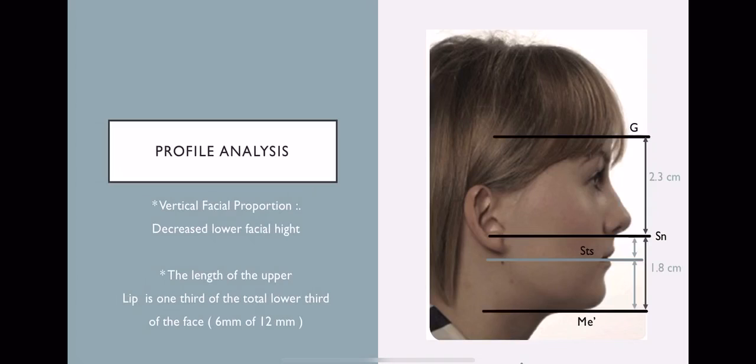The vertical facial proportion, we have decreased lower facial height because it is 1.8 centimeters, whereas the upper facial height is 2.3 centimeters. The lower facial height has normal concentration because the upper lip is 1/3 of the total length.